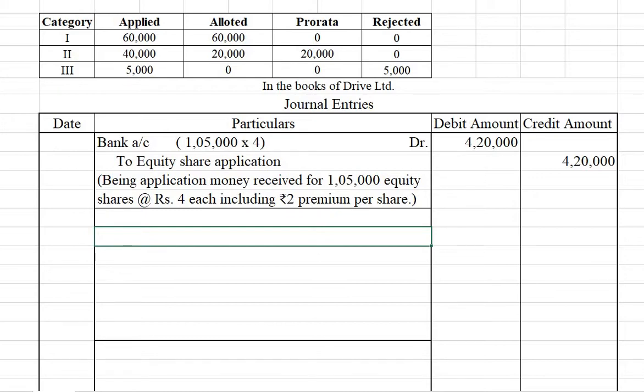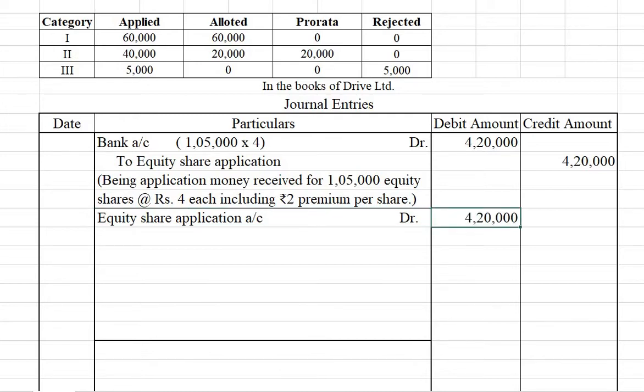Okay, then what is the next? We will transfer that share application money to, yes, share capital account. So let us write equity share application account debtor. How much we have?